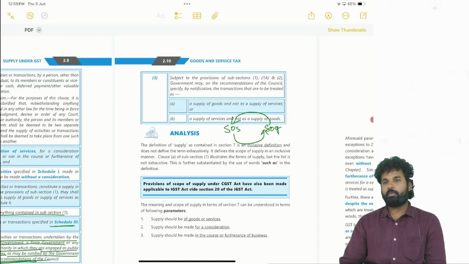Next, constitutional provisions, sir. In that, what are the main articles? Article 265, 246, 246A, 269A, 279A, 366(12A). Some constitutional provisions we have taken, right?